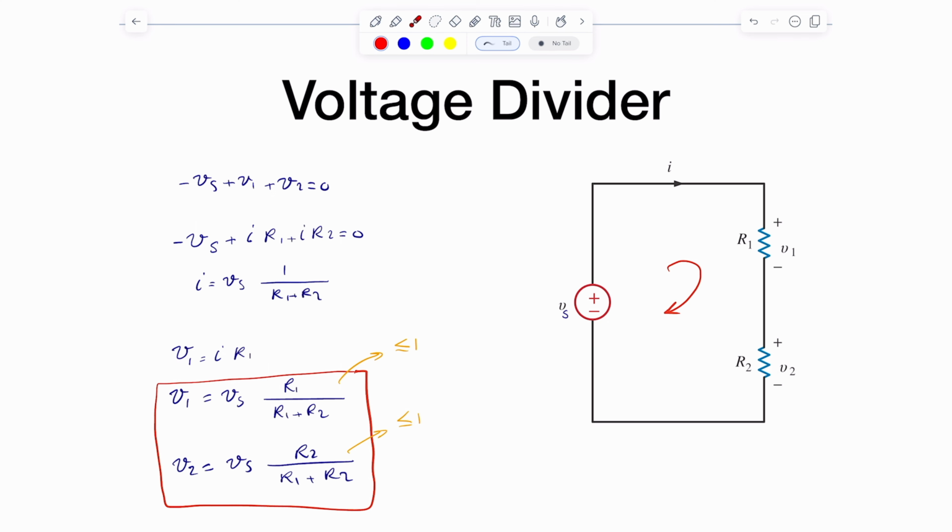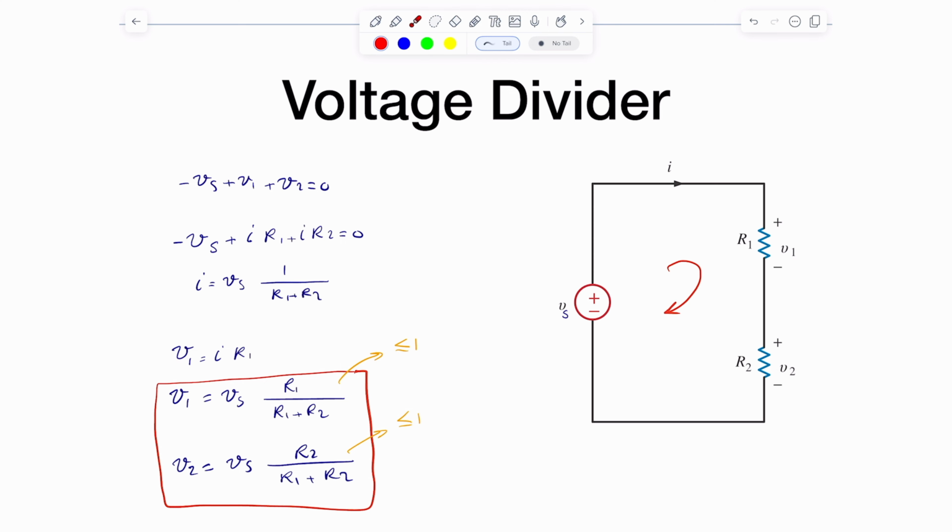This particular technique is super simple and useful, because a lot of the time we will end up with a couple of resistors connected in series, and we're interested in one of the voltages, not the other. You do not have to go and write the KVL equation for it. After a little bit of experience, you'll start memorizing this equation. It's really not difficult to memorize. If you're interested in V1, you say Vs times R1. If you're interested in V2, you say Vs times R2, and divide by the sum.